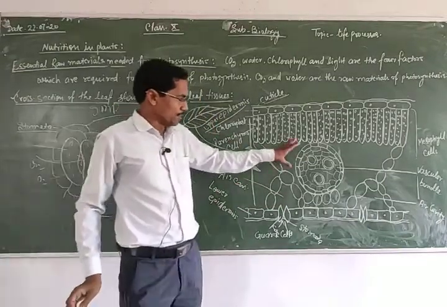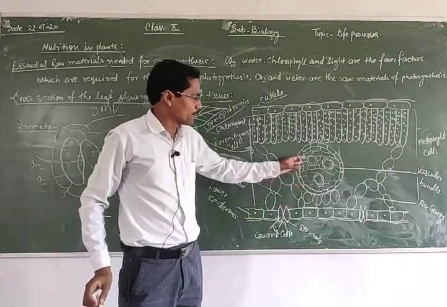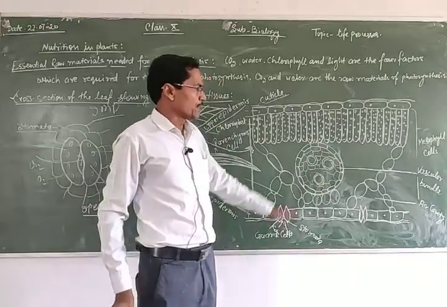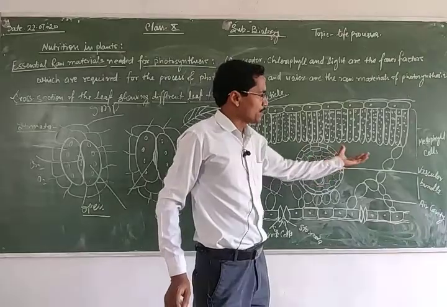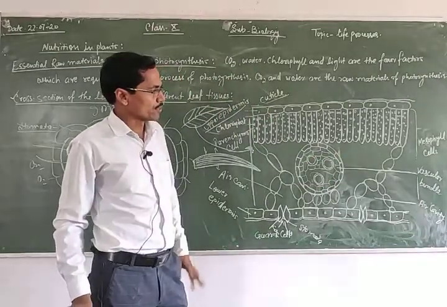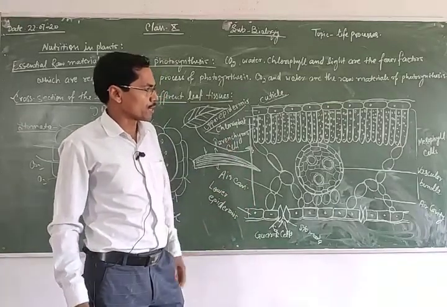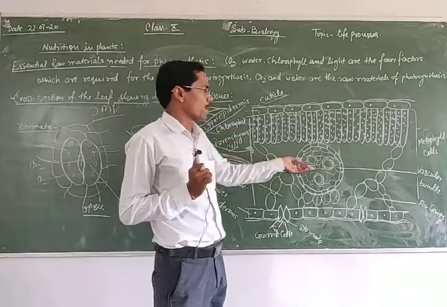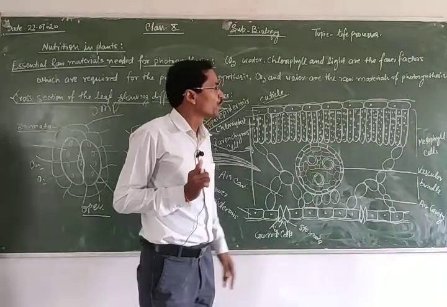You see in between the two epidermis, upper and lower, there is a vascular bundle. This vascular bundle has xylem and phloem. The main role of xylem and phloem, you know, is conduction. They are also called conduction tissues. Xylem plays an important role in traveling of water, and phloem plays an important role in transporting food.